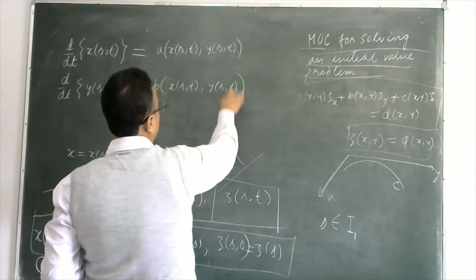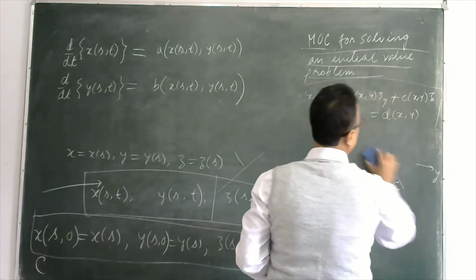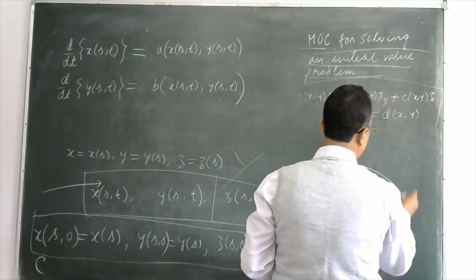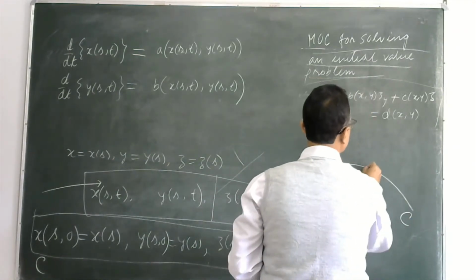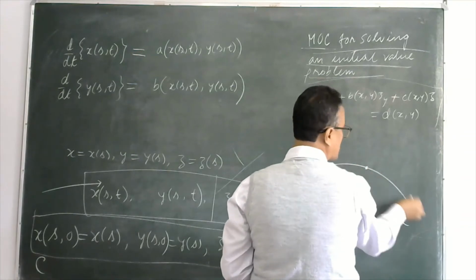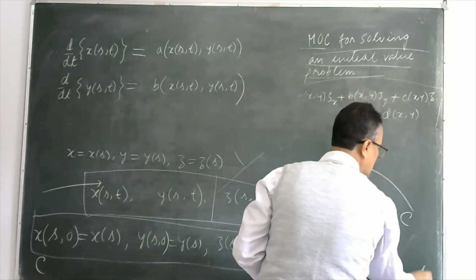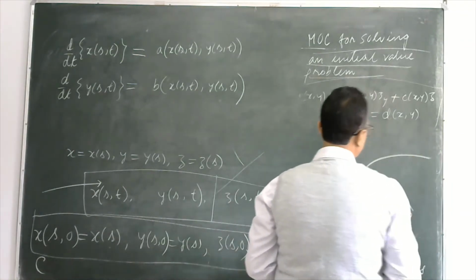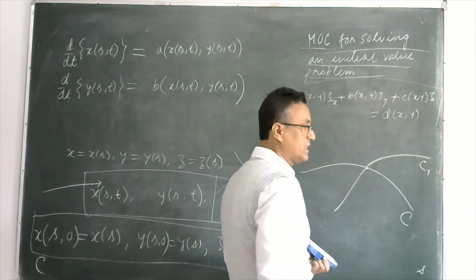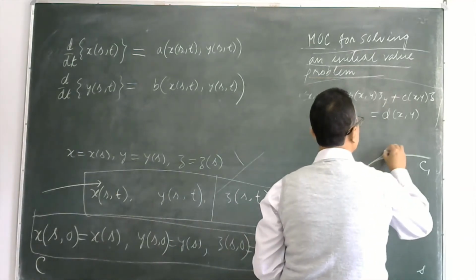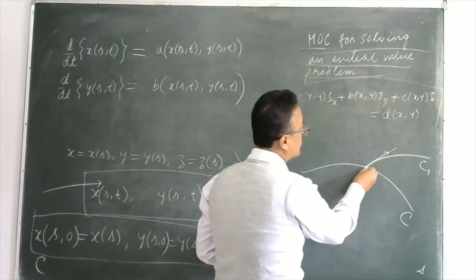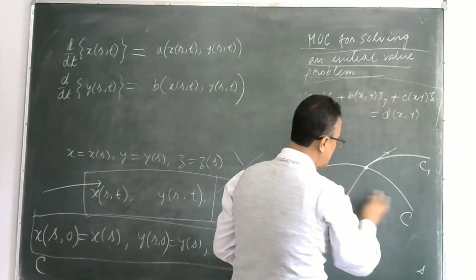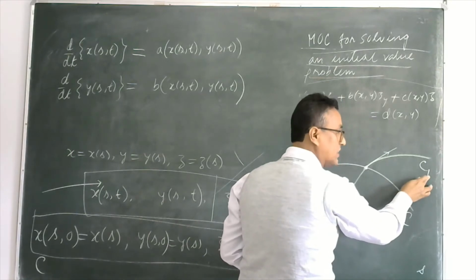And here, what is going to happen? The situation is something like this. This is my C. This is, suppose, this point, because C I have parameterized initially through the parameter s, right? Say suppose I have C1. This is a characteristic curve, right? So here, what is happening? This is C, the initial curve. This is C1, the characteristic curve.